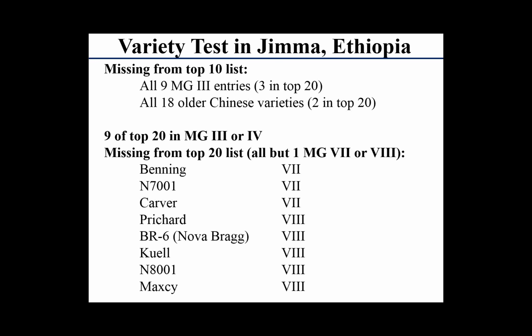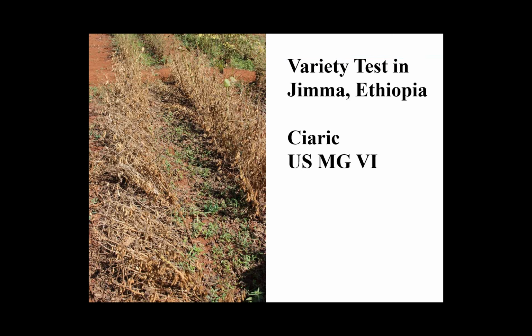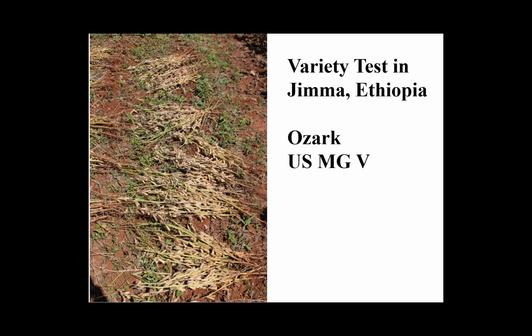This is not all that we sent, and I think this Brazilian variety is probably pretty old. We don't have all of the best ones from the U.S. here as well, but these were the ones that Bush had seed to grow. This is what it looked like in the test. This is the Tennessee line, 5002T, maturity group 5. This is the Mexican line, maturity group 6. This one they had pulled up to thresh before I got there, and this is Ozark, but it looks like it's pretty well podded, and it yielded relatively well.